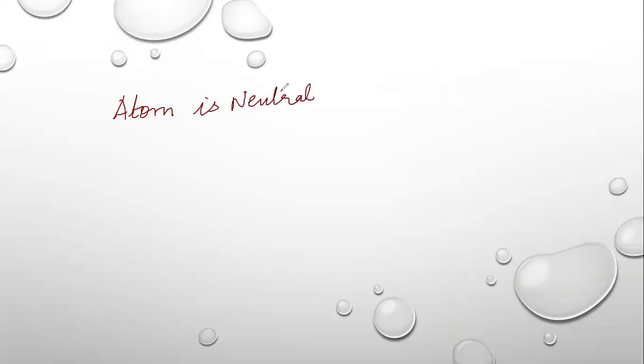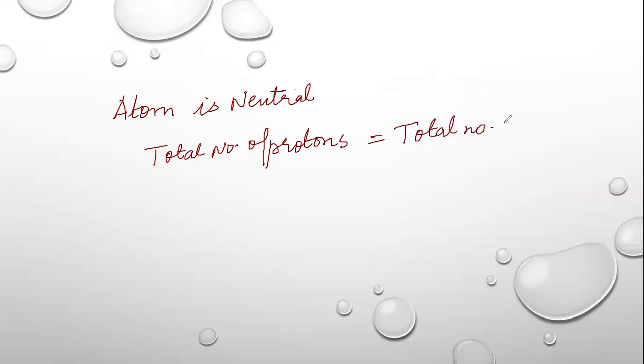Now, atom as a whole, though it has charged particles, electrons and protons, is neutral. Atom does not have any charge. It's because the total number of protons present inside the nucleus of an atom is equal to the total number of electrons which are present outside the nucleus in the orbits. That means the total positive charge is balanced by the total negative charge present in an atom, and as a result, atom is neutral.